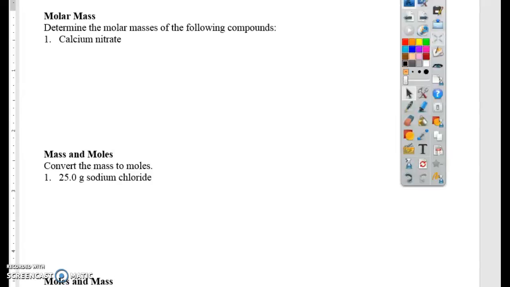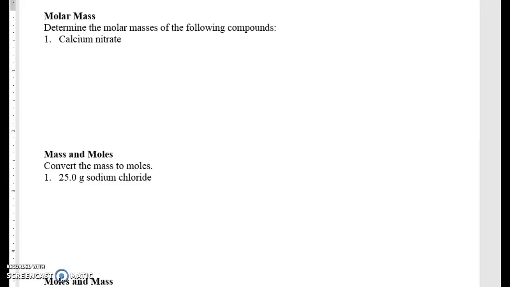In this video, I am going to cover calculating molar mass, doing conversions between mass and moles, and then also calculating percent composition. So when we look at this first example, it says determine the molar mass of calcium nitrate. Alright, well when you look at this, we have to get the formula for calcium nitrate.